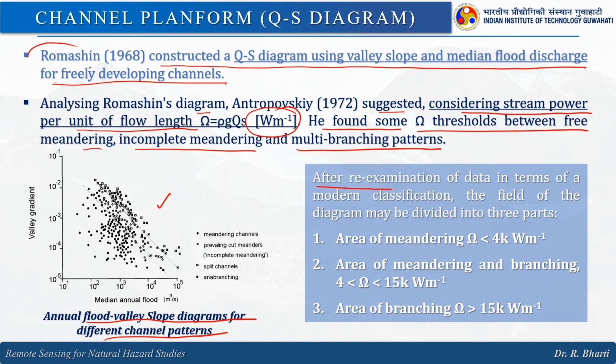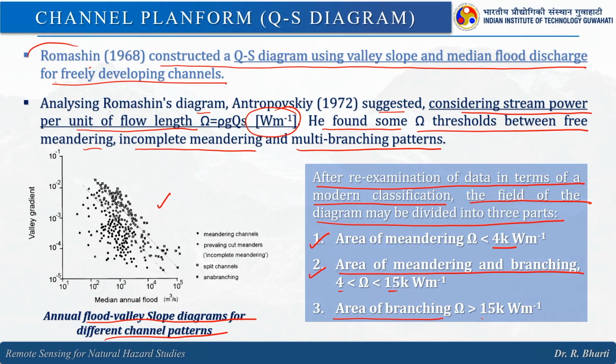And after re-examination of the data in terms of a modern classification, the field of the diagram may be divided into three parts. The first part is the area of meandering, where omega is less than 4. The second one is the area of meandering and branching, which lies between 4 and 15, and the area of branching, that is greater than 15, right. So this is the further advancement in the QS diagram.